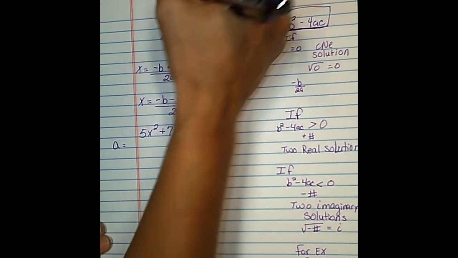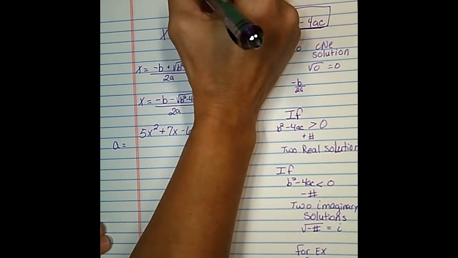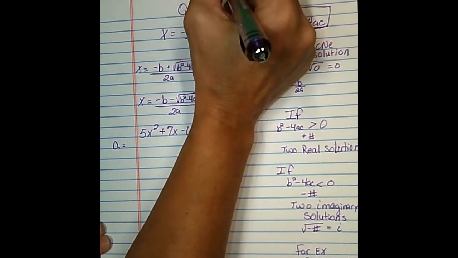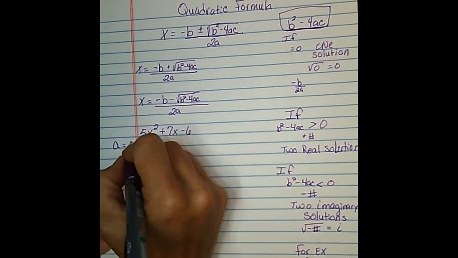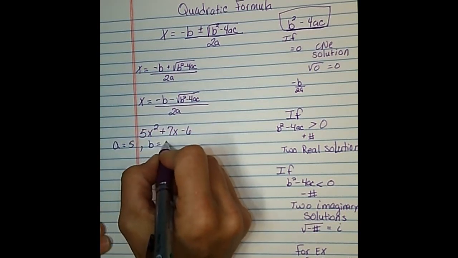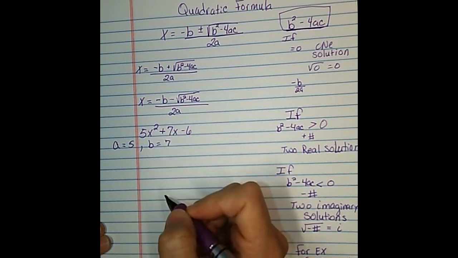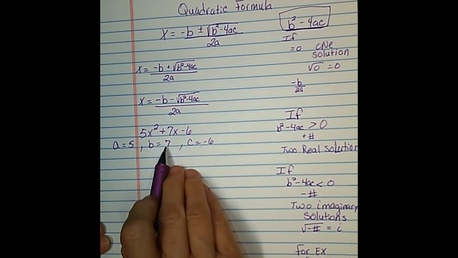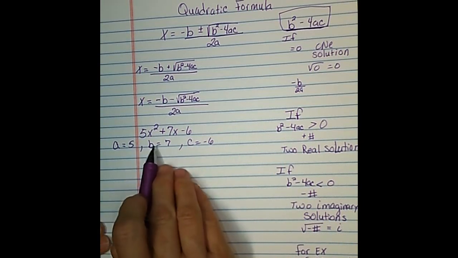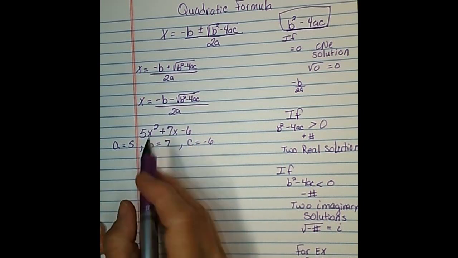I'm going to write here at the top of the page. A quadratic should be written like this. And it is, so I can tell what a is. A is 5. B is 7, and it's a positive 7, so there's no need to put the negative there. C is negative 6.